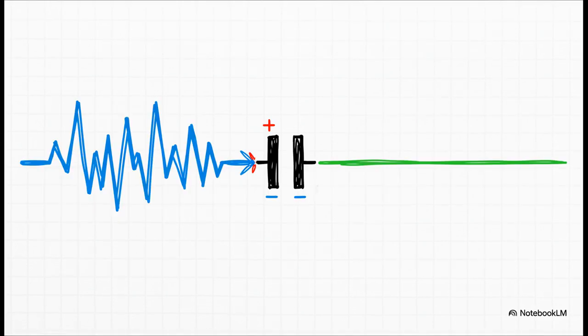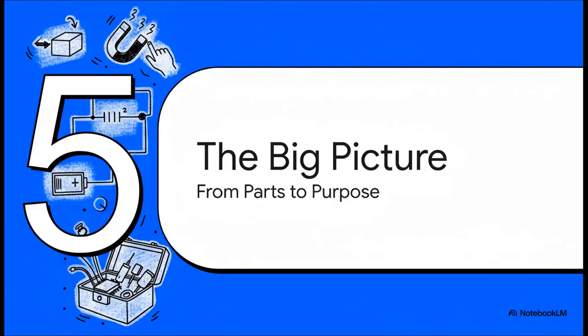And what about the capacitor? Remember our tiny, ultra-fast battery? It can absorb extra voltage when there's a surge and then release it when there's a dip. It basically smooths out any jumpy electrical signals, making the power supply nice and stable. This ability to store and release energy is also the secret to how a radio tuner can lock on to one specific station.